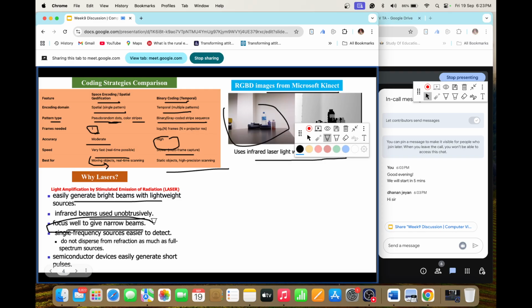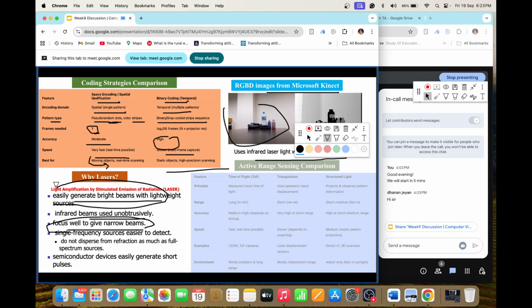This is important: focus well on a narrow beam. And second, this is very important: easily generate bright beams with lightweight sources. That is why we generally use lasers. The source that we are using, in most cases, is laser light.